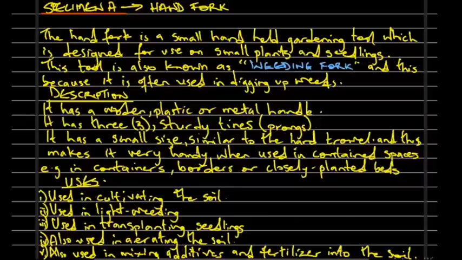Now we look at the description of this particular instrument. Like I said, it is a small instrument, so it has a wooden, plastic or metal handle. Some of them come with metal or plastic handles, and the olden types come with a wooden handle. This instrument has three sturdy tines. These tines we call the prongs. They look like the normal fork that we use in eating, but it has three tines, and it is small in size, similar to the hand trowel.